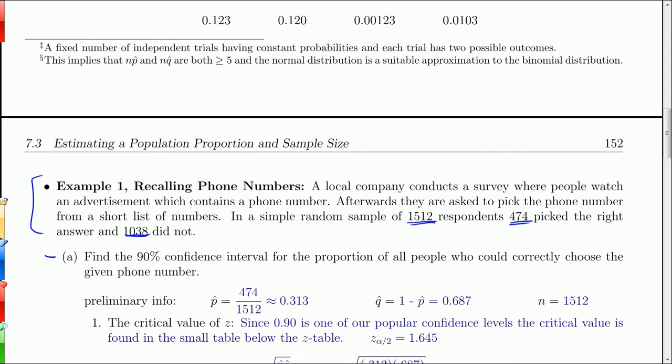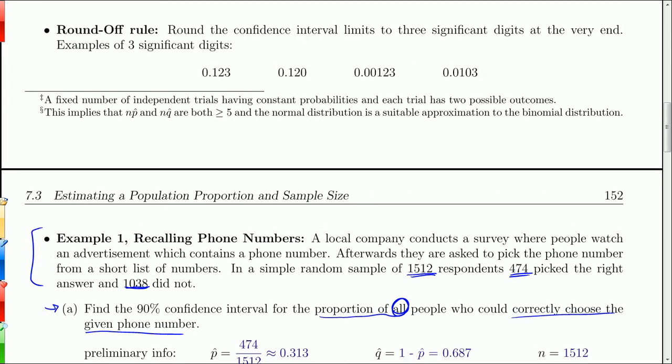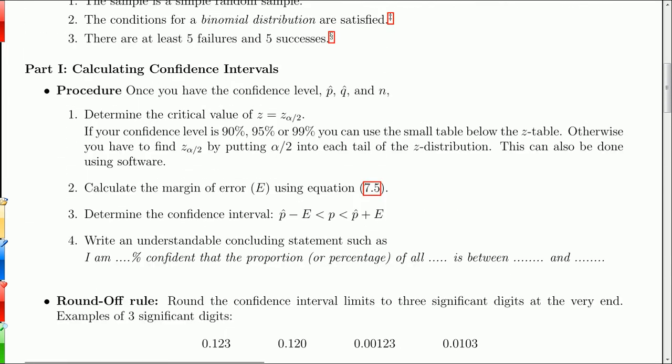And so the goal here is to find a 90% confidence interval, or an estimate, for the proportion of all people. Right? So we're not just going to use the sample proportion. We'll start with the sample proportion, but then we'll try to make an estimate for the proportion of all people who can correctly choose the given phone number. So we'll have a sample proportion, and we're going to try to create an interval estimate for the population proportion. Okay, so that's what we mean by proportions.